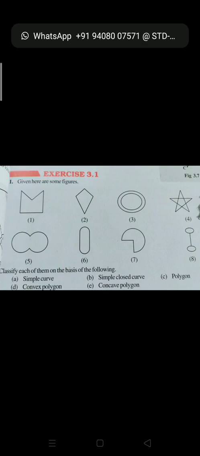Now let's start with the exercise. I have already told you what closed figures are. So let's start with one exercise. We'll start with exercise 3.1. Just see the first diagram.